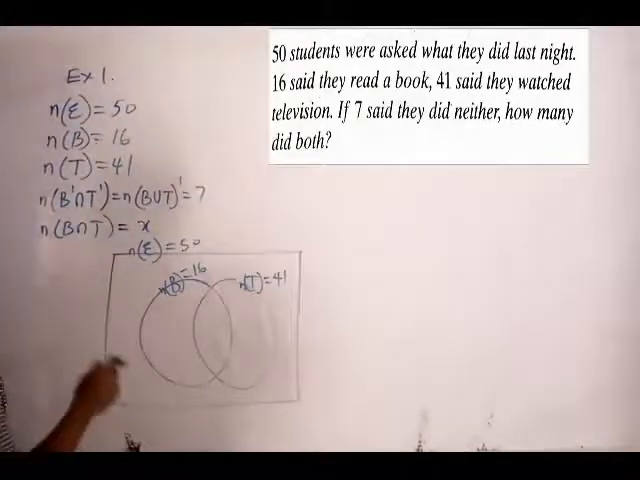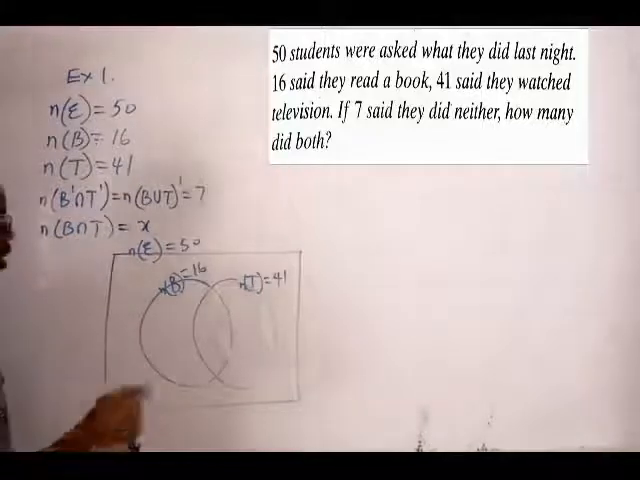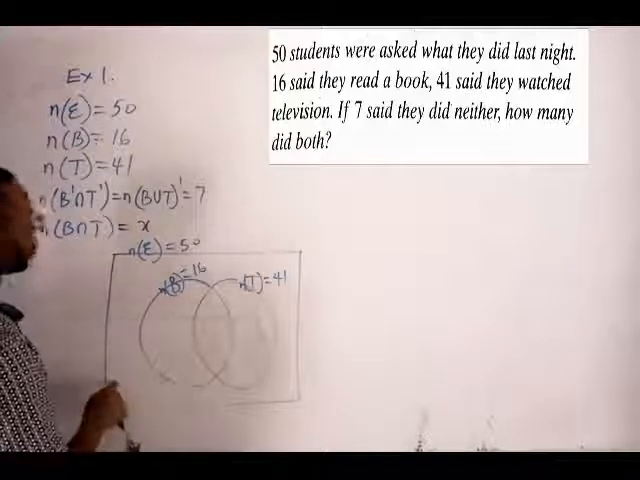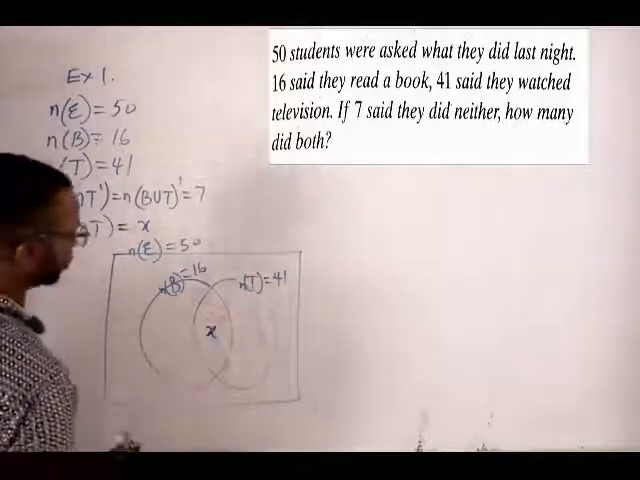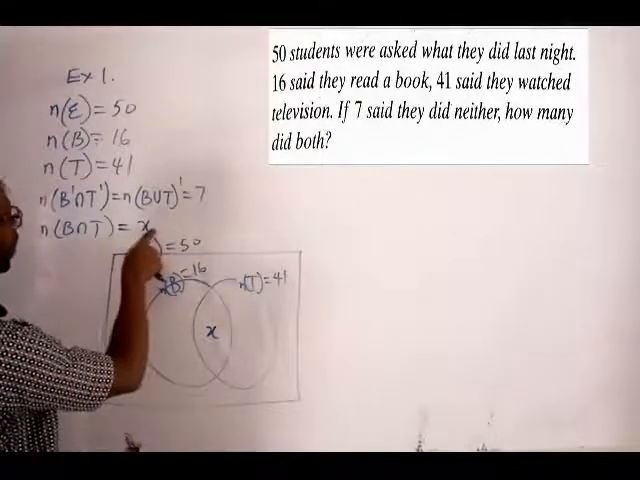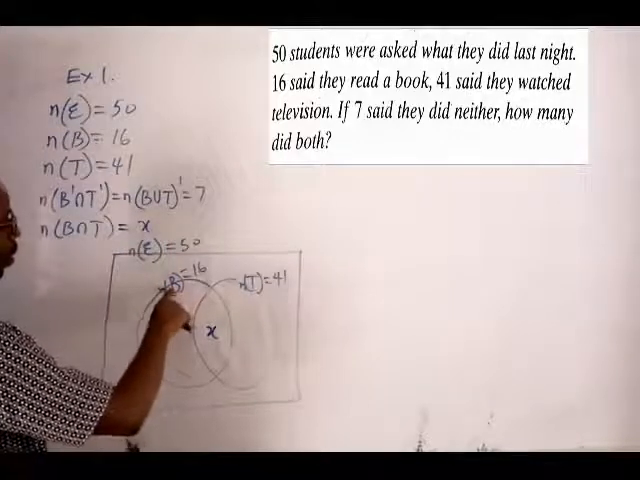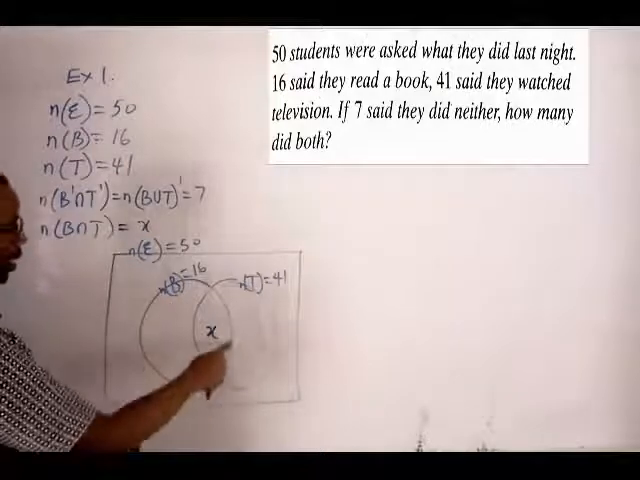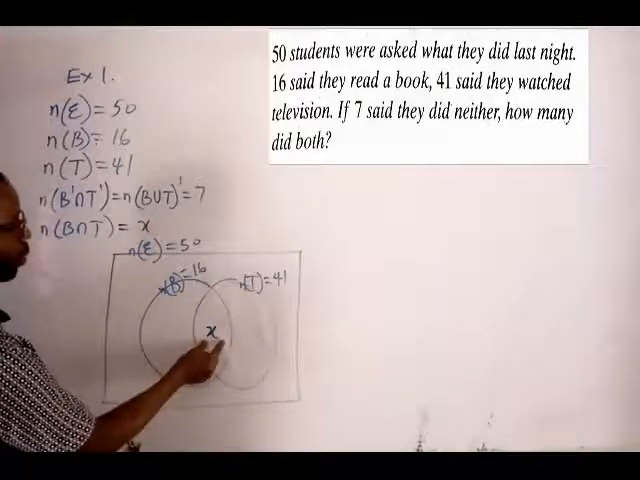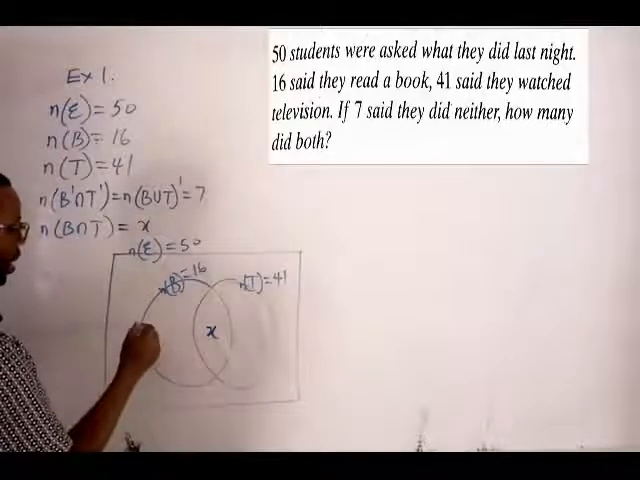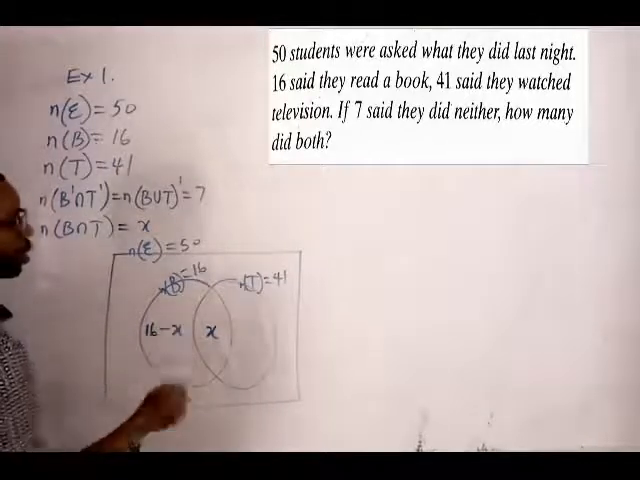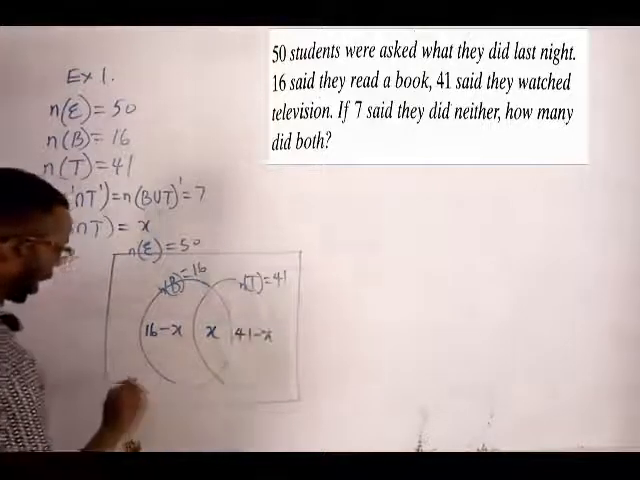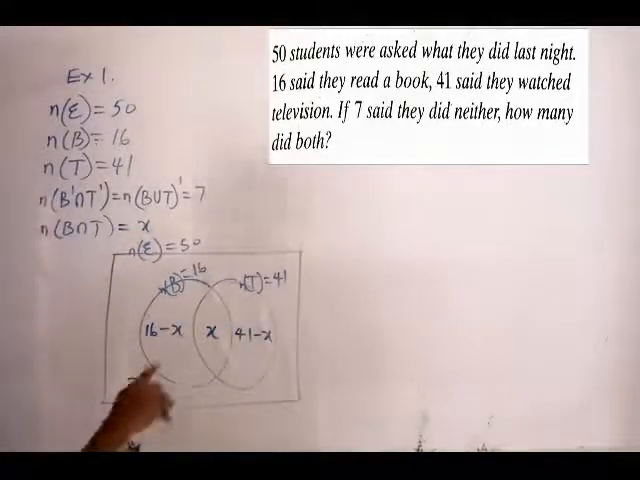So let's draw a Venn diagram. You start drawing the Venn diagram from the innermost compartment, then you work your way out. So right here, I'm going to have my X. So if this place is my X, that is this place. Now, this is the number for people that read the book. That is this whole circle. Number that read a book. So if part of the number that read a book is already in this place, the remaining part should be 16 minus X. Ditto this one too, this is 41. Here should be 41 minus X. And 7 is outside. And the question is asking me to find X.